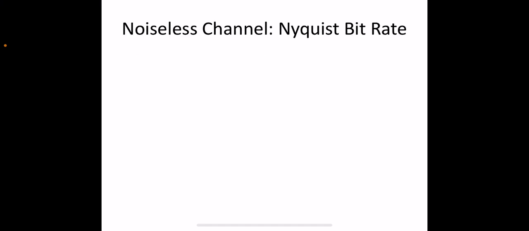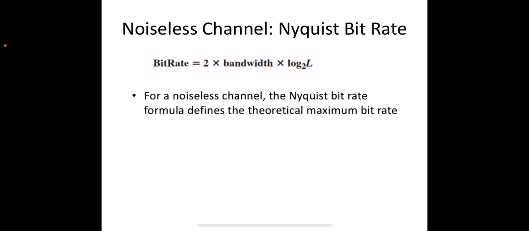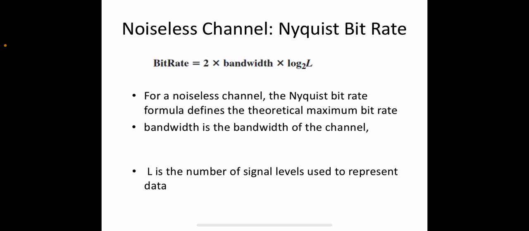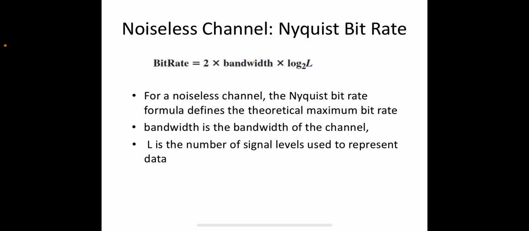First one, for a noiseless channel, what is the maximum data rate that we can achieve? Such a formula was developed by Nyquist, and the corresponding equation is bit rate of a channel equals 2 into bandwidth into log L, where bandwidth is the bandwidth of the channel, and L is the number of signal levels used to represent the data. Using these two factors, we can find the maximum data rate of a channel. Bit rate is bits per second over the channel.